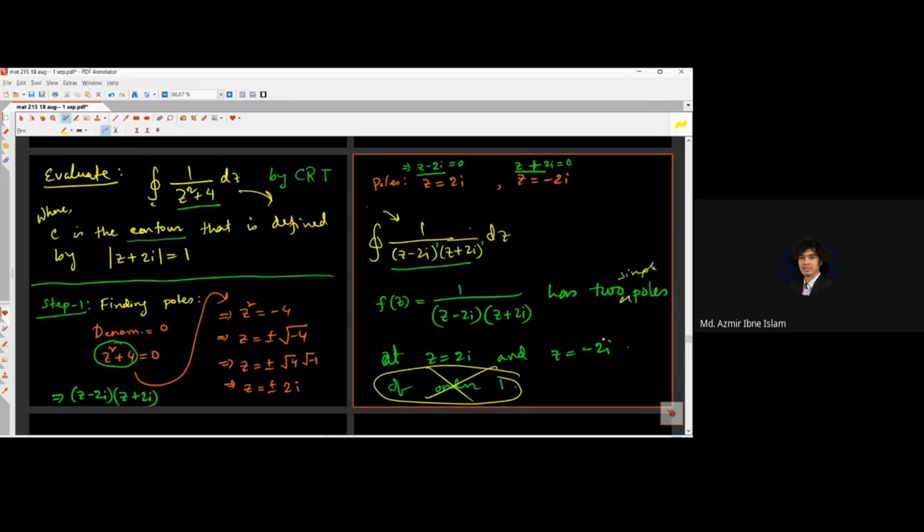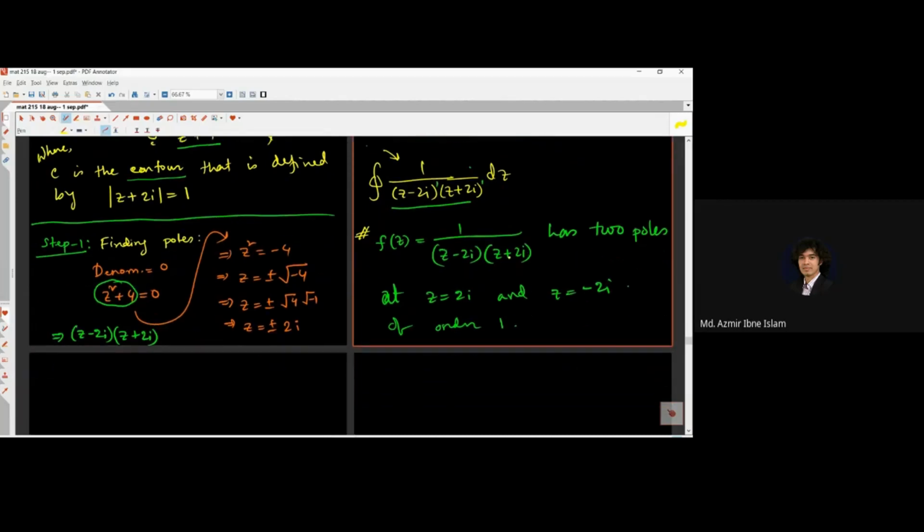Can you write this one? Because a pole of order 1 is known as a simple pole. So we can use any of the notations. So f of z, this is our comment: f of z has two poles at z equal to 2i and z equal to negative 2i. Both are of order 1. You don't need to write all these things; you can solve directly. But for better understanding, I am writing.